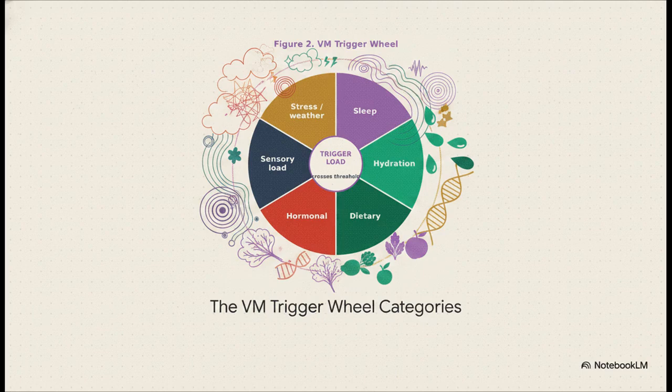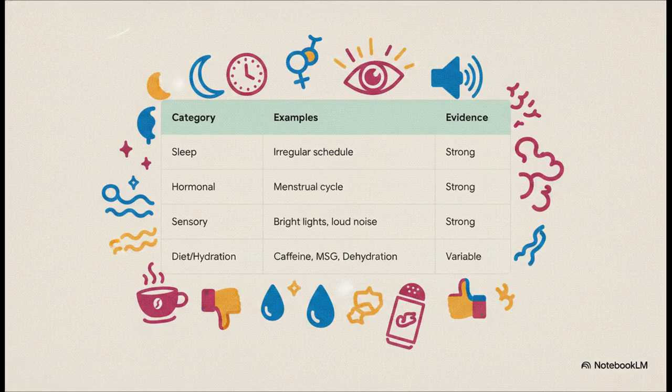Let's look a bit closer at the evidence behind these categories. When we break down the clues using this table, we see some really clear patterns. Sleep regularity, hormonal shifts like the menstrual cycle or perimenopause, and sensory loads such as bright flickering lights or busy visual scenes all have incredibly strong evidence backing them as triggers. On the other hand, dietary triggers like tyramine, MSG, caffeine, and even hydration levels vary wildly by the individual. A blanket restriction diet often just flat out fails. It has to be highly individualized.